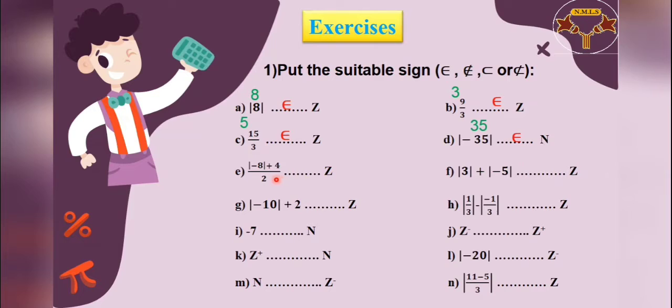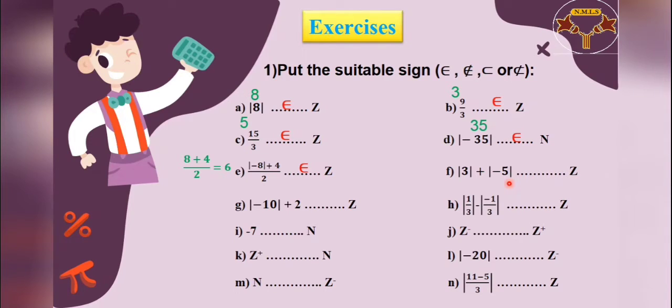Here number E, the absolute value of 8 plus 4 over 2 and Z. First, find the answer of this operation. Absolute value of 8 is 8, plus 4 over 2. 8 plus 4 is 12, over 2 is 6. 6 and Z. The relation between 6 and Z is belongs to. Yes, 6 belongs to the set of integers.